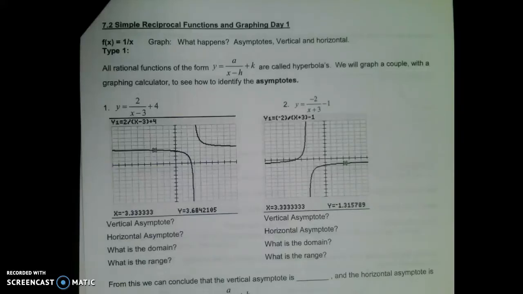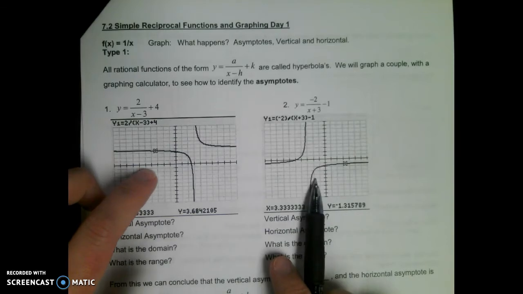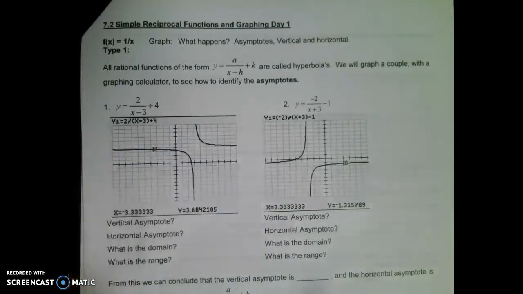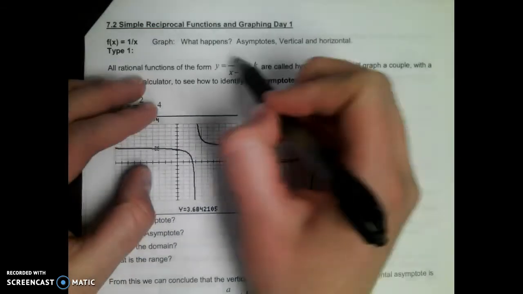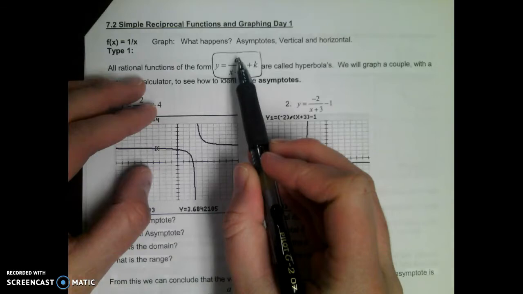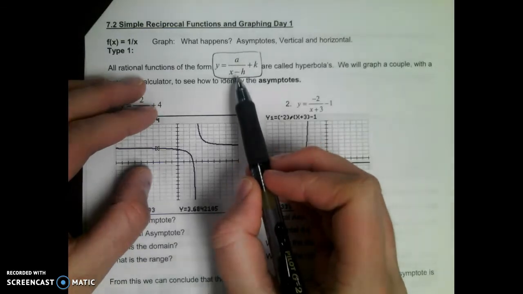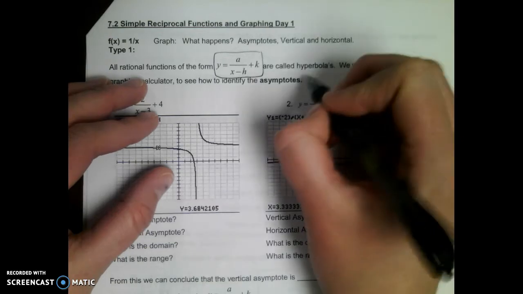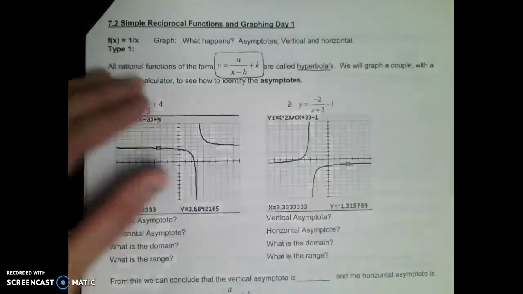We're going to take the inverse variation equation, y equals something divided by x, and mess with that equation a little bit. This used to be an exploration, but now we've put in some screenshots from the graphing calculators so you can see a little bit of this without having to actually graph it all yourself. So we are first going to look at this type of equation: y equals a divided by x minus h, plus k.